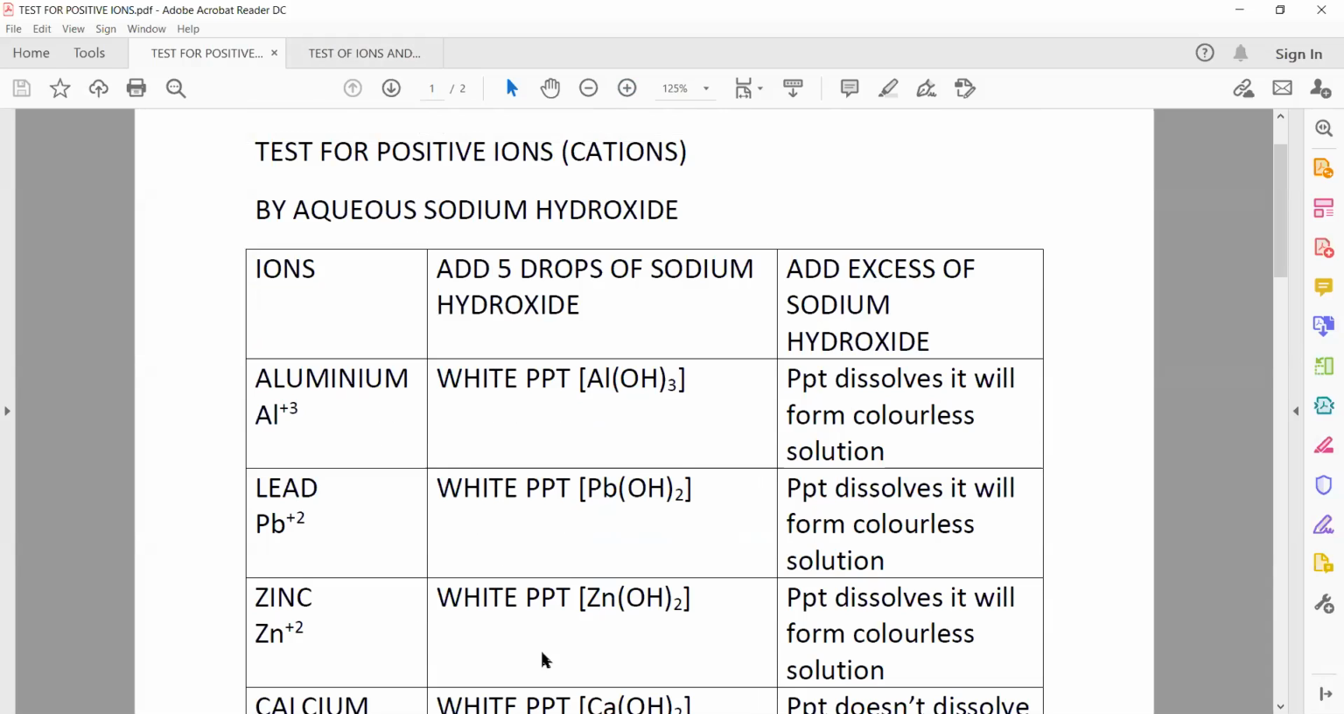What you can add is aqueous sodium hydroxide, meaning NaOH. And it can be done in two ways. First, you can add 5 drops, a small amount, and then you add excess. Excess means more than enough. So what happens if a salt contains aluminium? If the ion present in the salt is aluminium, and you add 5 drops of sodium hydroxide, what will it give?